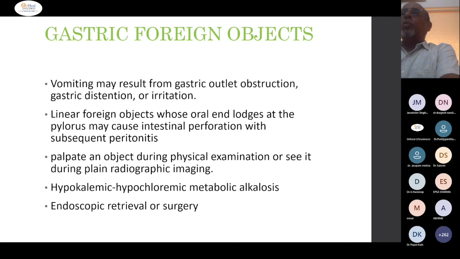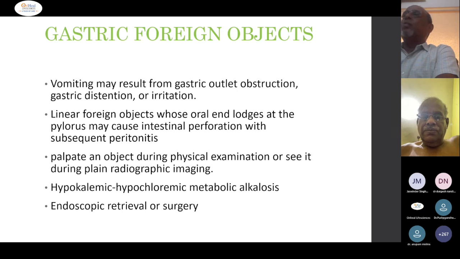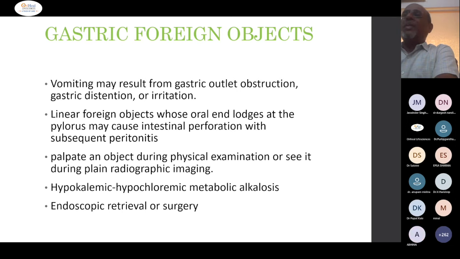Linear foreign objects whose oral end enlarges at the pylorus may cause intestinal perforations. So always remember, these can cause perforation with subsequent severe peritonitis. So palpate an object during physical examination, see it during plain radiographic imaging. Sometimes severe vomiting can lead to hypokalemia, hypochloremia. Endoscopic retrieval is the best method if it is going to be a gastric foreign body. There is an endoscopic forceps, so you can easily remove them. And if there are no facilities, then you can go in for surgery.